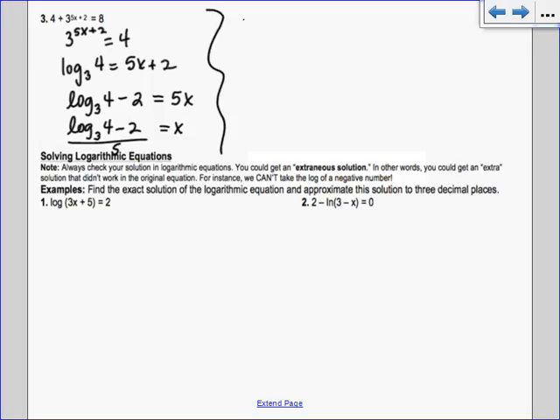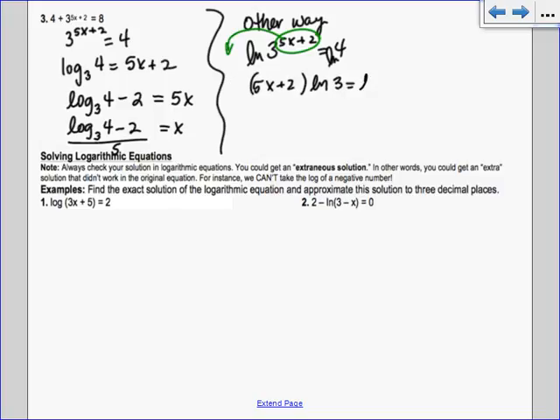So if you do it the other way, and you just take the log of both sides, when you have the 3 to the 5x plus 2 equals 4, and we take natural log and natural log, it allows us to pull the power to the front. So we have 5x plus 2. Can't read my own handwriting. So 5x plus 2 times natural log of 3 equals the natural log of 4.